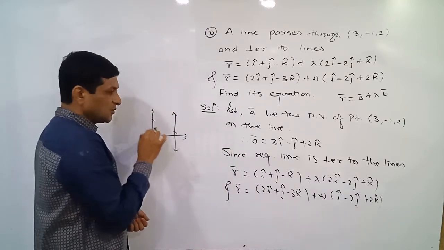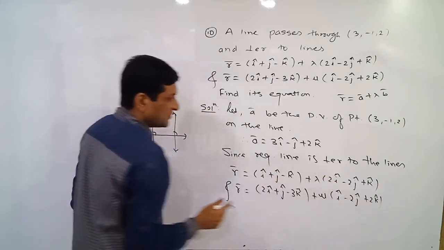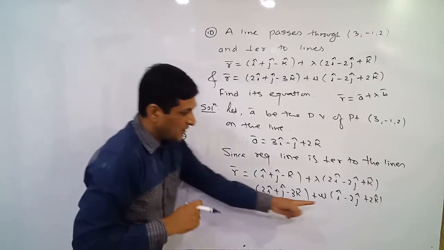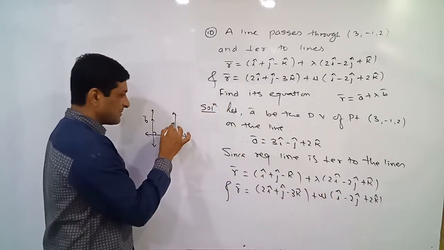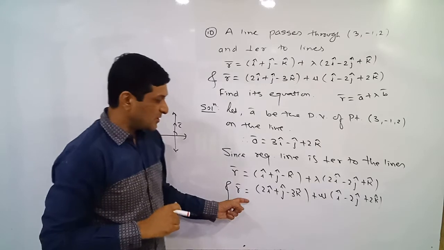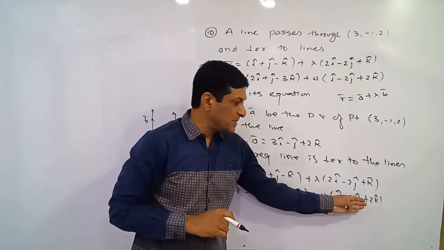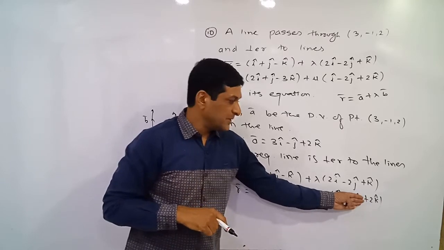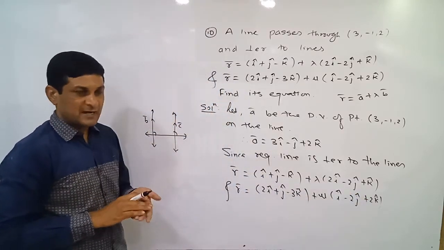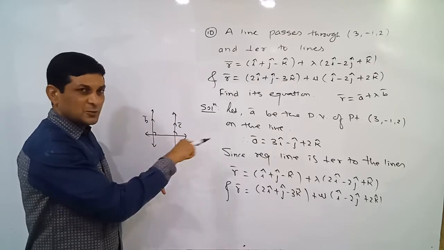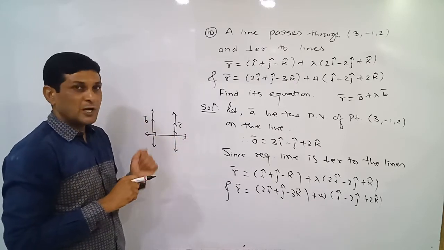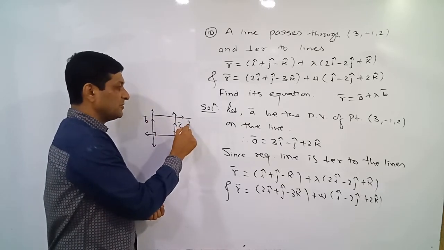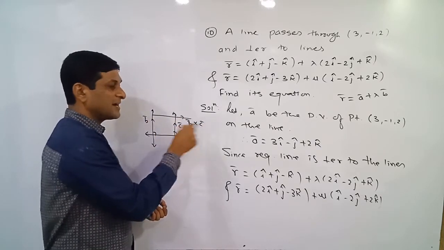So let us denote the vector along the first line by b bar. And the vector along the second line, which is also in the form r bar is equal to a bar plus mu b bar, we simply denote by c bar. Since both the lines are perpendicular to the required line, these two vectors are also perpendicular to the required line. If we take the cross product of these two vectors, we get a new vector, b bar cross c bar.